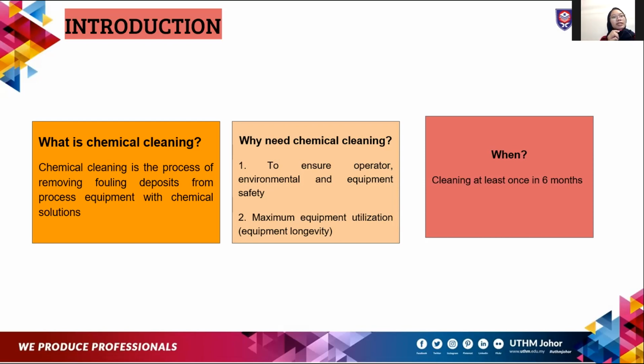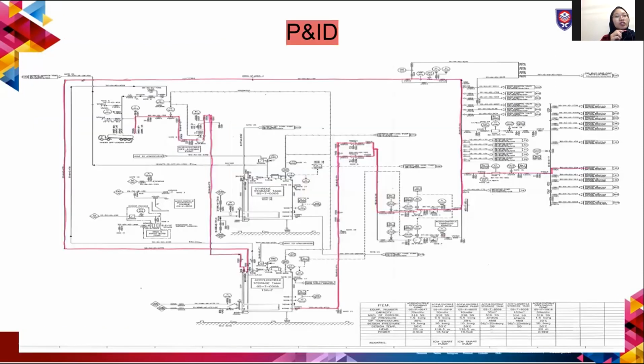We need to perform the chemical cleaning at least once in 6 months. For this meeting, we will discuss the chemical cleaning of the offloading and storage of acrylonitrile.